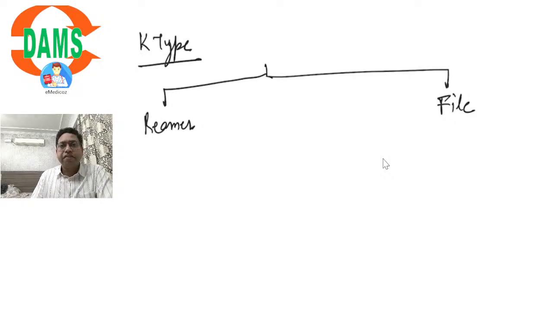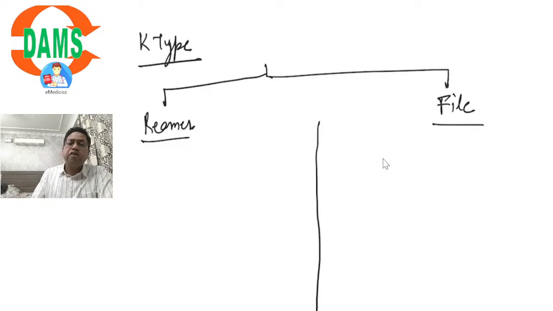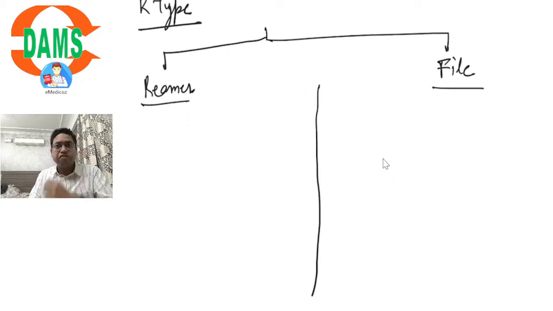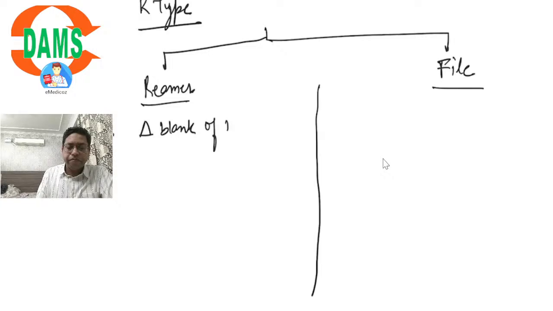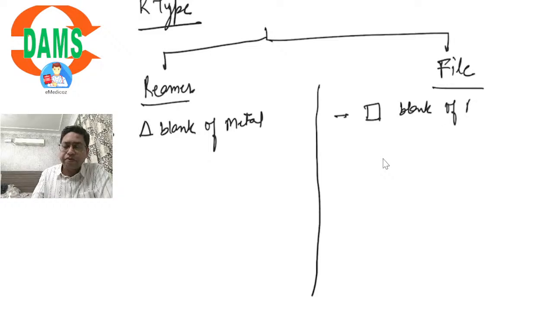A reamer and file. There are certain important differences between a K-type reamer and file, and always remember that they would follow the same ISO standards as we have already seen. A reamer is mostly made from a triangular blank of metal. From a stainless steel blank that is triangular in cross section, we twist it and we produce an instrument that is called a reamer. Files are usually made from a square blank of metal.